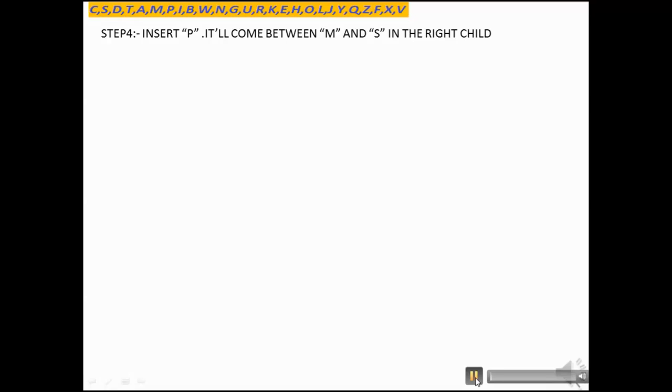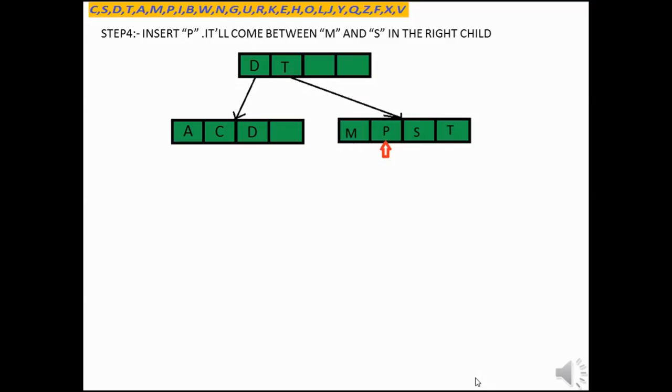Now come to step 4. In this step you have to insert P. Following the same algorithm, go to the parent node, compare P with each element. P is greater than D, less than T, so it will come in the node pointed by the T at the first level. So we'll go to the node containing MST. There we'll compare P again with the elements. It is greater than M and less than S and T, so we'll accommodate it there. You can see in the slide where we have inserted.